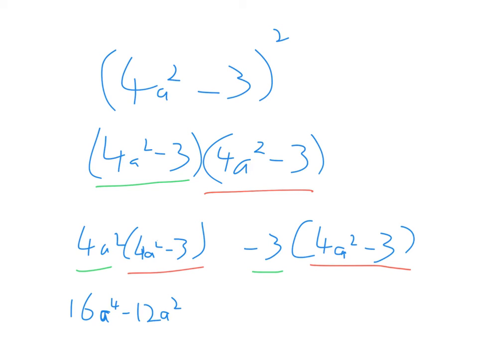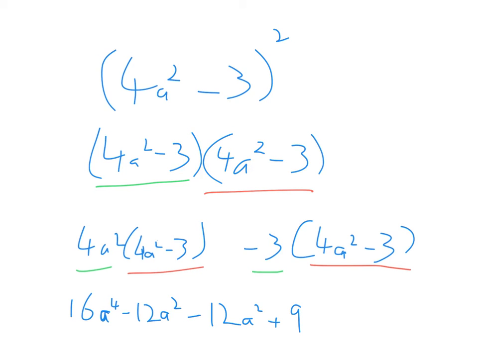Over here now, we look at minus 3 times 4a squared. Minus 3 times 4 is minus 12. And then a squared will stay as it is. And then minus 3 times minus 3. Minus times a minus gives us a plus. And 3 by 3 gives us 9.